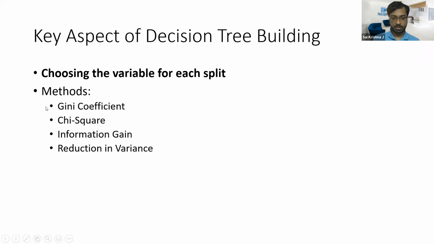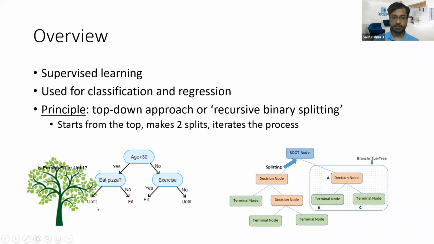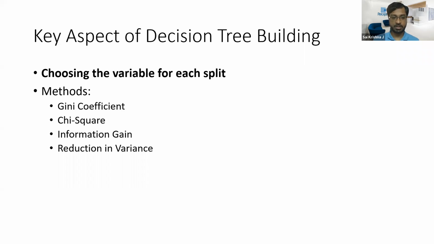Okay. So there are 4 methods to do this. The first one we call the Gini coefficient, and then there is a method called chi-square. Then there's a third method called information gain. The fourth method is called reduction in variance. Now the first 3 methods, the Gini coefficient, chi-square, and information gain, are used for building a decision tree with categorical variables, like we saw here, whether a person is fit or unfit, or whether a team is going to win or lose a match, or whether it's going to rain today or not, or whether a person will be issued a housing loan or not. So for these sorts of categorical target variables, we use any of the first 3 techniques.